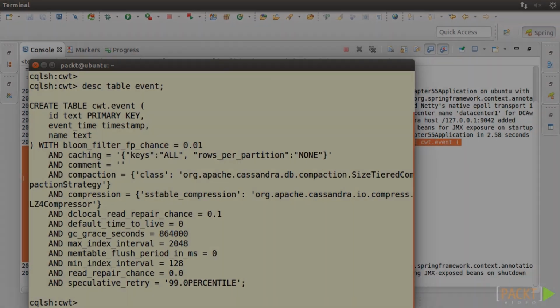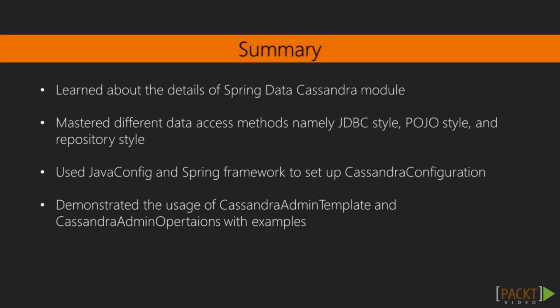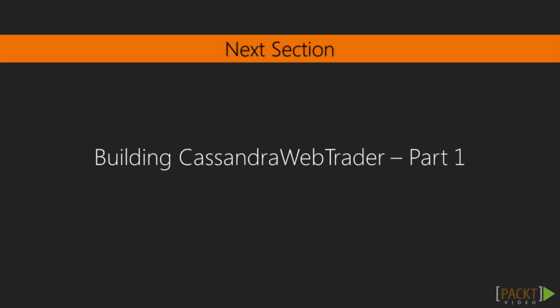To sum up, we learned about the details of Spring Data Cassandra. We mastered with ample examples the various data access methods provided by Spring Data Cassandra, such as the low-level JDBC style, POJO style, and repository style. We also grasped how to use Java-config to configure a Cassandra cluster so that we don't need to manipulate the tedious XML configuration files. Finally, we demonstrated how table administration tasks could be done by Cassandra admin template and Cassandra admin operations. In the next section, we'll start building Cassandra WebTrader.